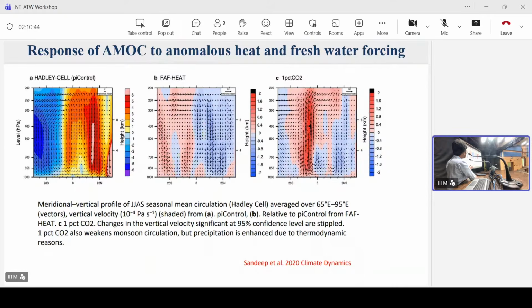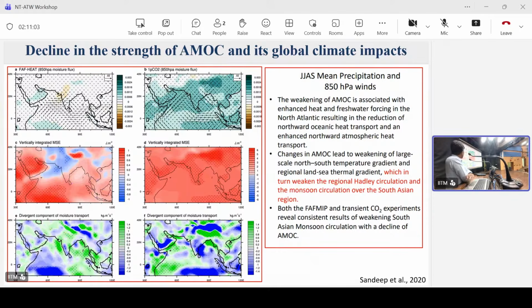experiment. We see that because of the weakening of the AMOC, there is a large-scale north-south hemispheric temperature gradient, and that has changed the location of the ITCZ and the mean monsoon Hadley cell. The Hadley cell has weakened, and there are changes in the precipitation as well. We see that the moisture flux over the Indian region has reduced. In contrast, in the 1% CO2 experiment, by virtue of the available moisture, though there is an increase in the 850 hPa moisture flux, the precipitation showed a decline for us.